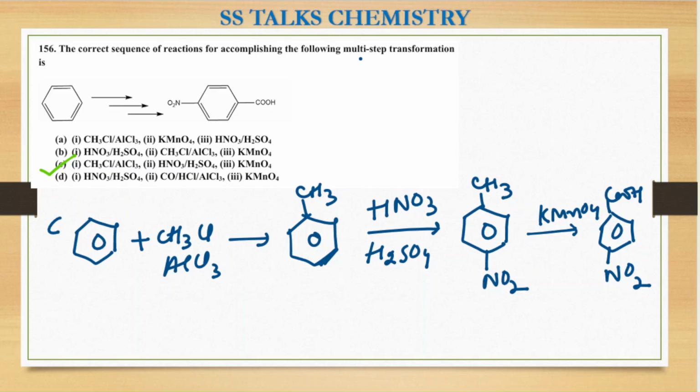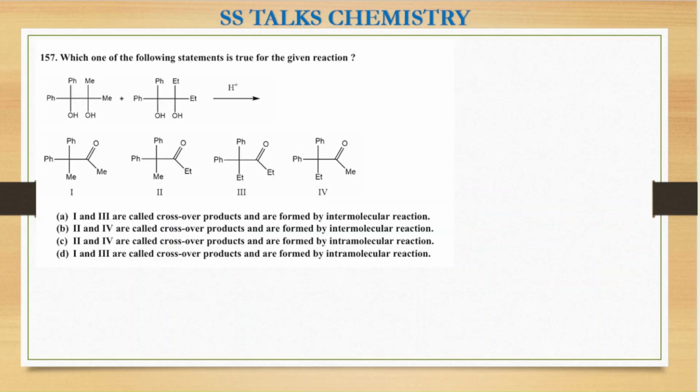Okay. So now let us move on to the next one, that is this. It says which of the following statements are true in the given reaction. So some reaction has been carried out, and different products have been given. So let us see the options now. It says 1 and 3 are called the crossover products. So crossover basically means both of these substrates that are given to us are involved during the course of the reaction. So in the first molecule you can see here only the methyl substituents are present.